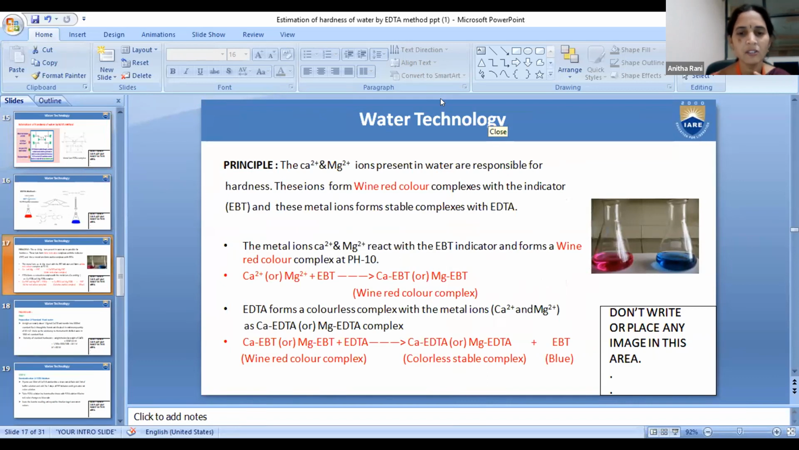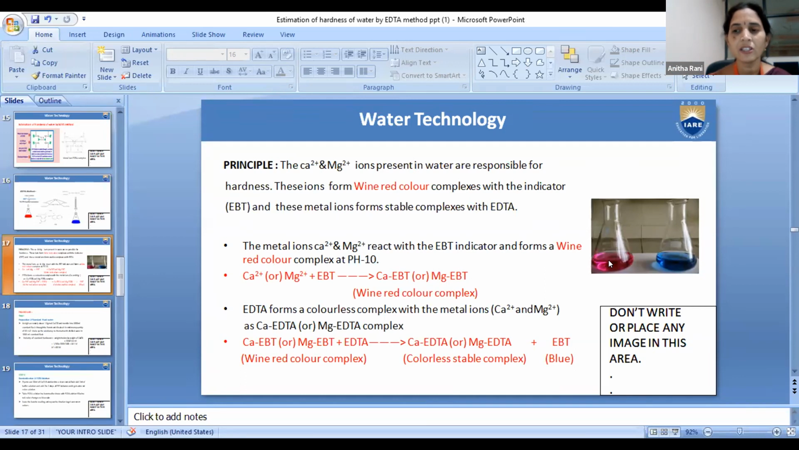Ma'am, even when adding EBT, do we use titration? No, titration is only for EDTA. EBT we add directly in the conical flask. First we take a sample of water in a conical flask. Then you will add 3 drops of EBT indicator. Then you will add 2 ml of buffer solution. The color change will be wine red color.